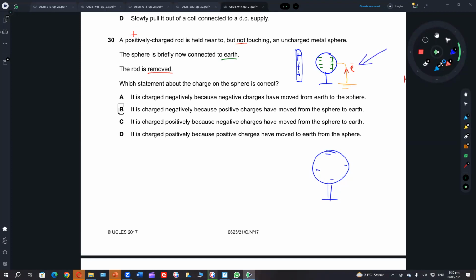Look at this diagram. Do you think positive charges are going from the earth to the sphere, or negative ones? Negative charges are coming from the earth to the sphere. Then how is it B? It's A. Now you have reached the right answer.